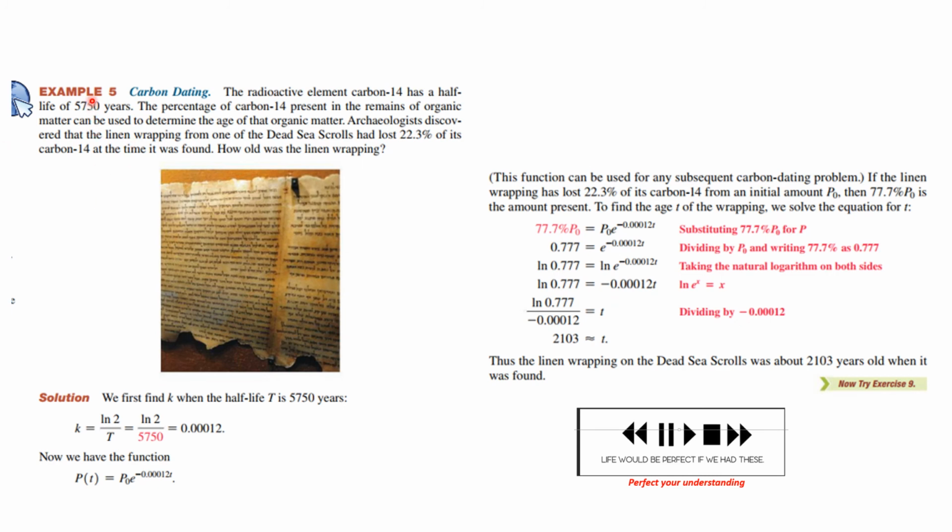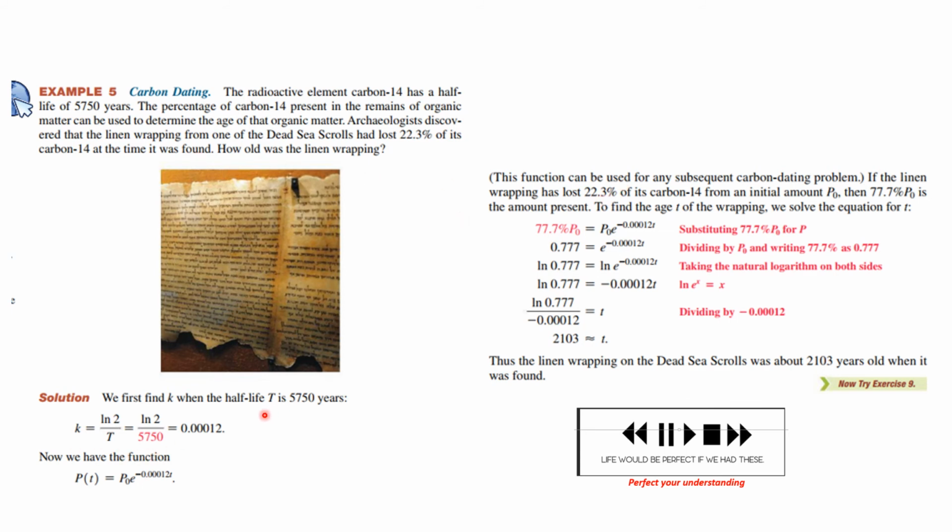One huge application of this is called carbon dating. And here are some Dead Sea Scrolls that were found. And so the half-life of carbon-14, which is used as a trace element here, is 5750 years. So the percentage of carbon-14 present can be used to determine the age of these things. This is a linen that the Dead Sea Scrolls were wrapped in, and it had lost 22.3% of its carbon-14 value by the time it was found. How old was the linen wrapping?